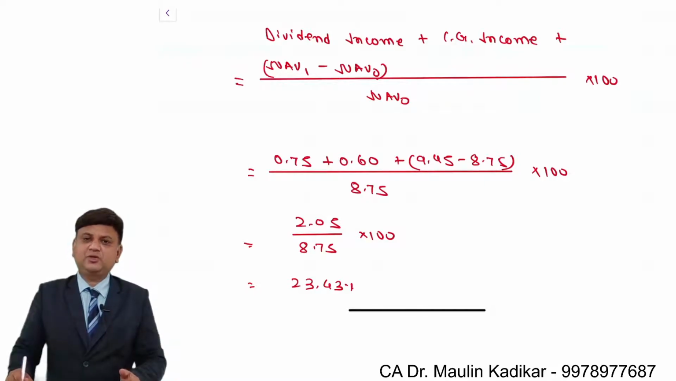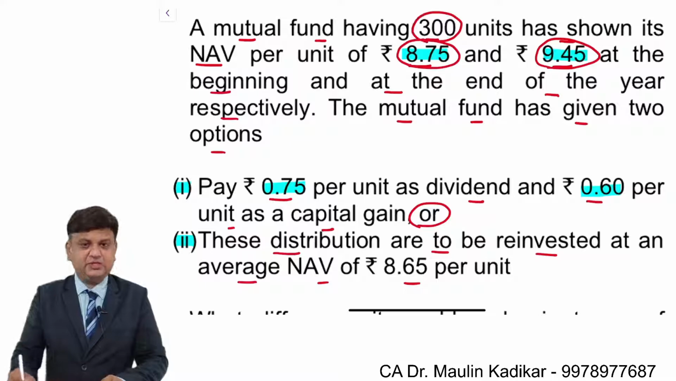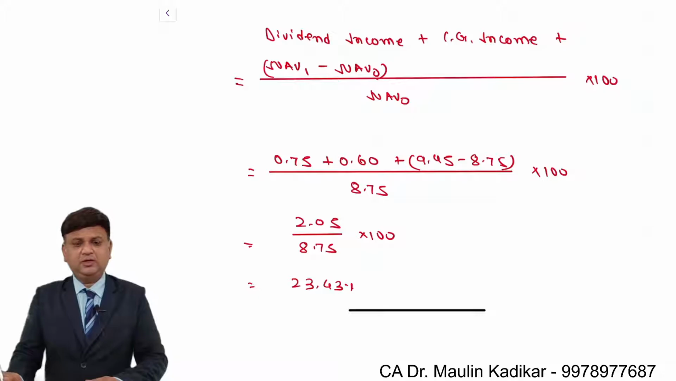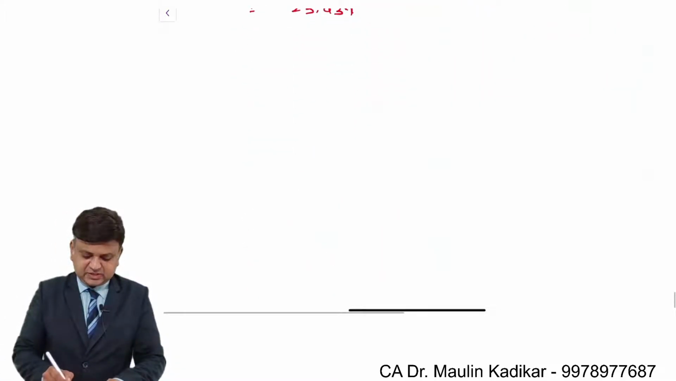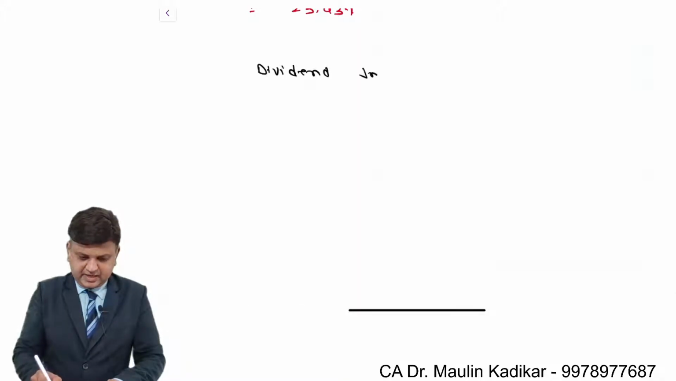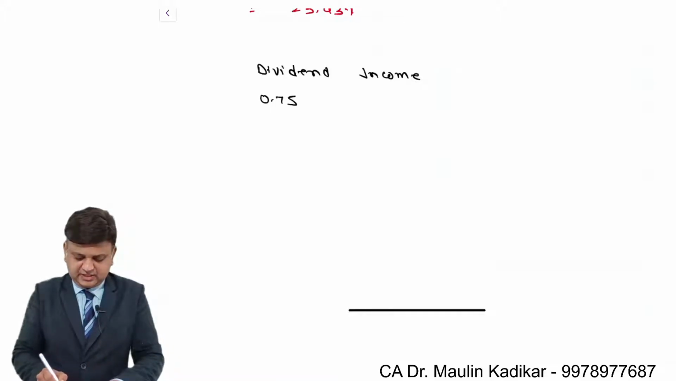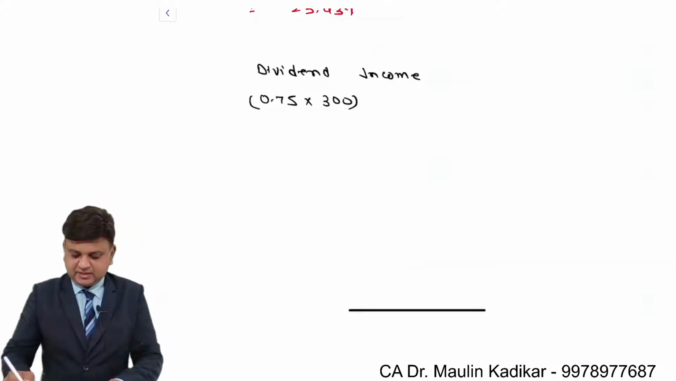Many times I come across a question from students: sir, aren't we supposed to consider the number of units that they have provided in the question? My answer to them is, yes, you may consider it. You'll get the same answer. So if you consider it, what will happen? As far as the dividend income is concerned, it is 75 paise per unit into 300 units. That comes to 225.